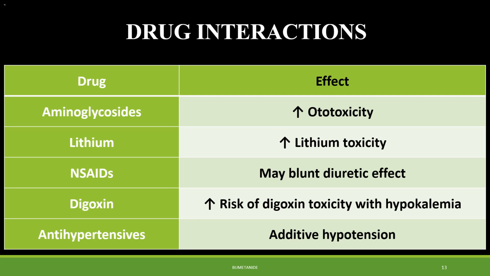NSAIDs. Nonsteroidal anti-inflammatory drugs, NSAIDs, may reduce the effectiveness of bumetanide's diuretic effect. Digoxin. Bumetanide can increase the risk of digoxin toxicity if low potassium, hypokalemia, occurs. Antihypertensives. Bumetanide can add to the blood pressure lowering effect of antihypertensives, potentially causing low blood pressure, hypotension.